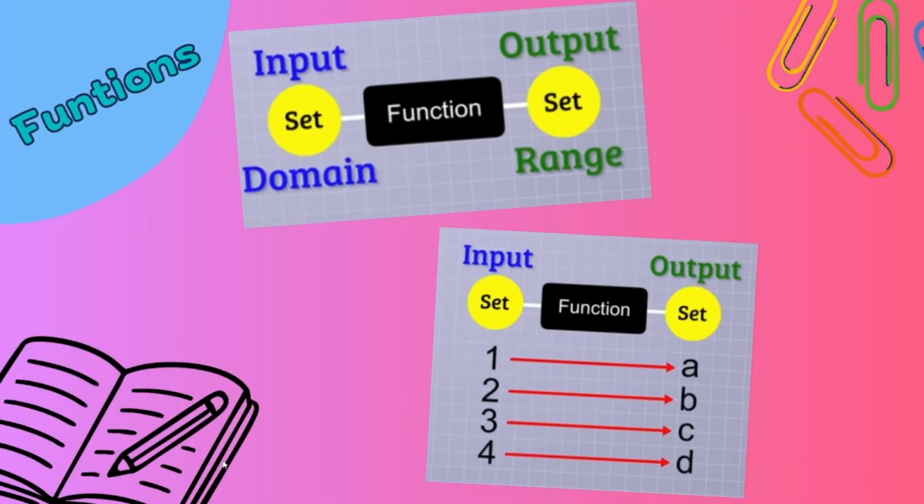To understand how a function works, it will help if we start by naming the two sets, the input and output sets. A function is something that takes each value from an input set and relates it to a value in the output set. These sets have special names. The input set is usually called the domain, and the output set is usually called the range.